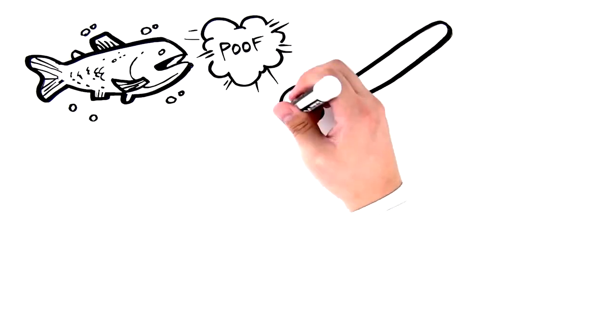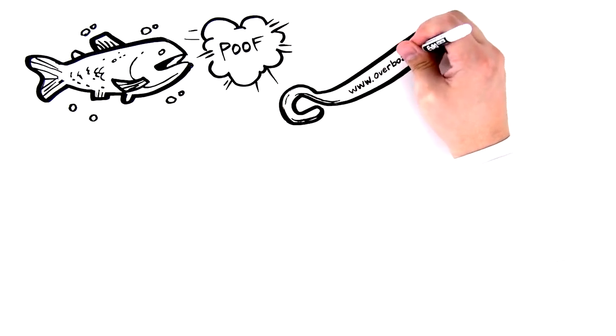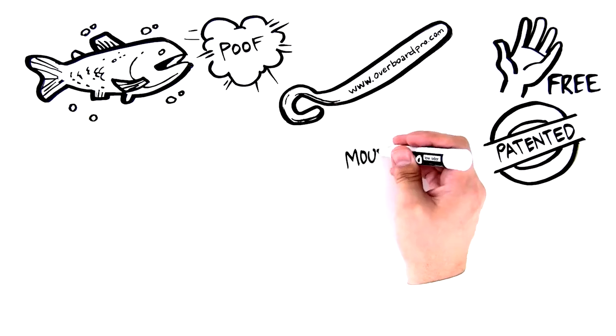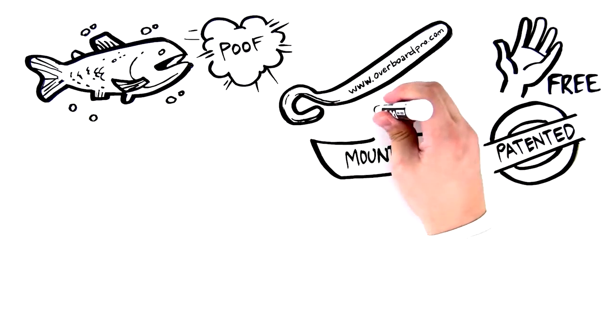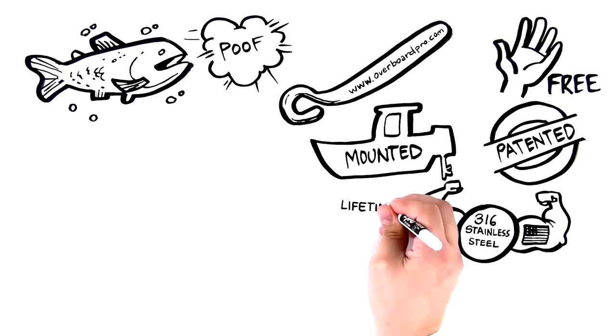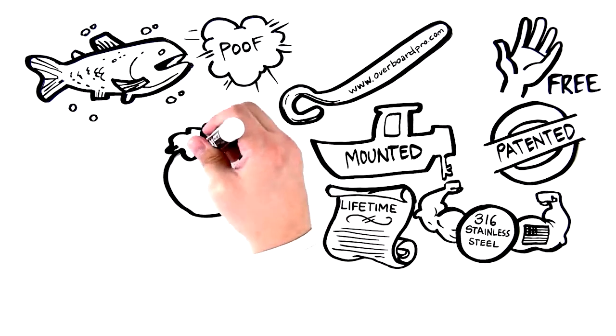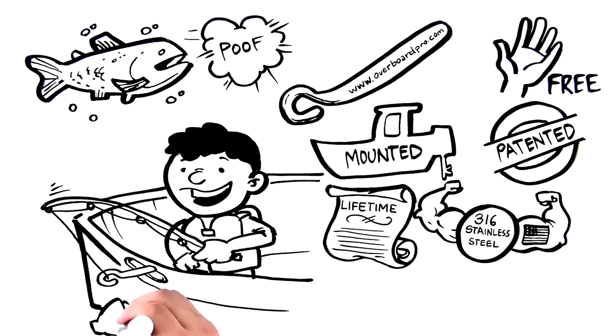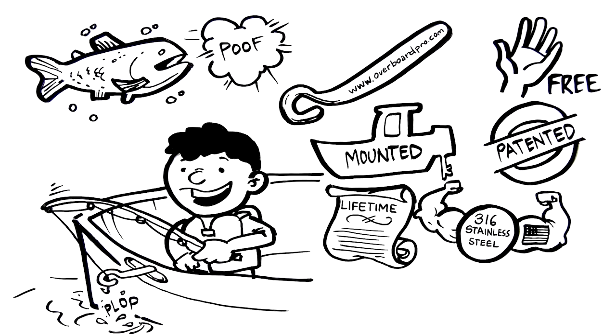Introducing the Overboard Pro Boat Mounted Fish Dehooker, the first and only hands-free, patented boat and kayak-mounted fish dehooking device. Made tough out of 316 stainless steel with a lifetime warranty. It's so easy to use, a five-year-old could do it. Simply bring the line into the patented release ring and off the fish goes.